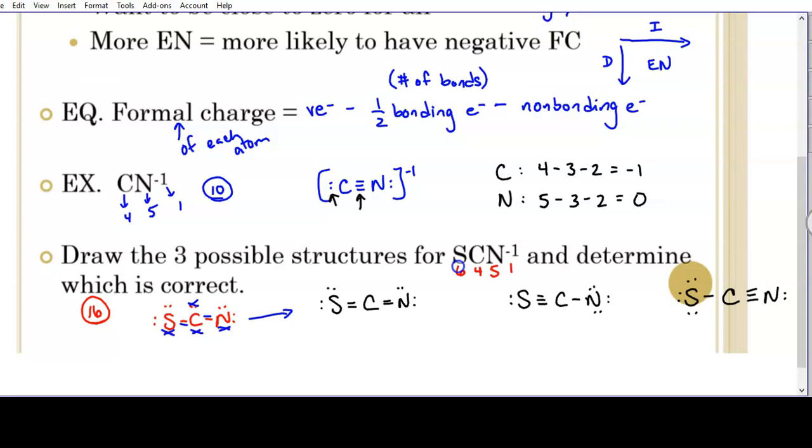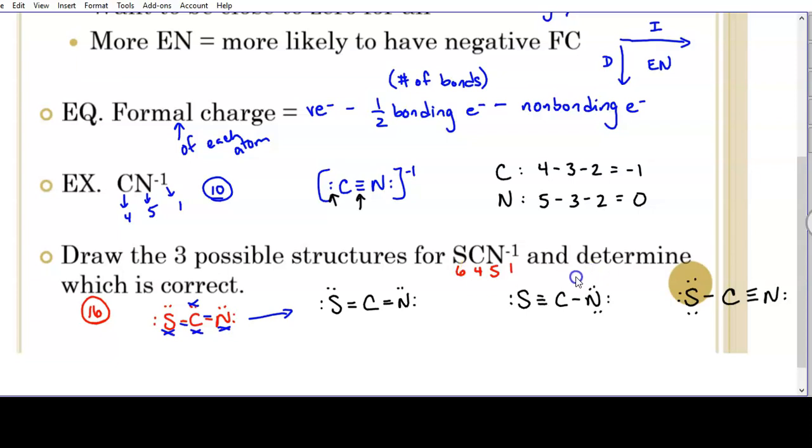And then I said to just move the bonds around. So you have 2 double bonds. In the next structure, you have a triple and a single. And in the final structure, you have a single and a triple. So you don't want to move the atoms, you just want to move the bonds.